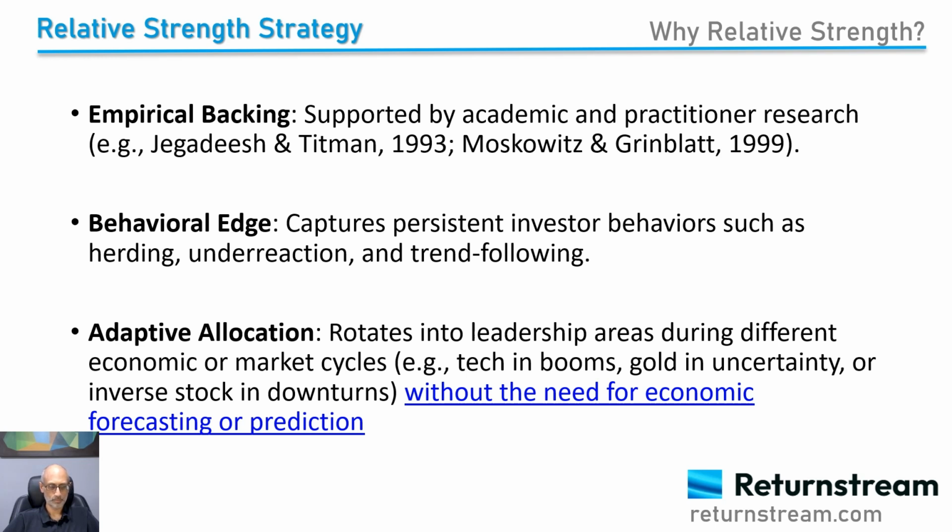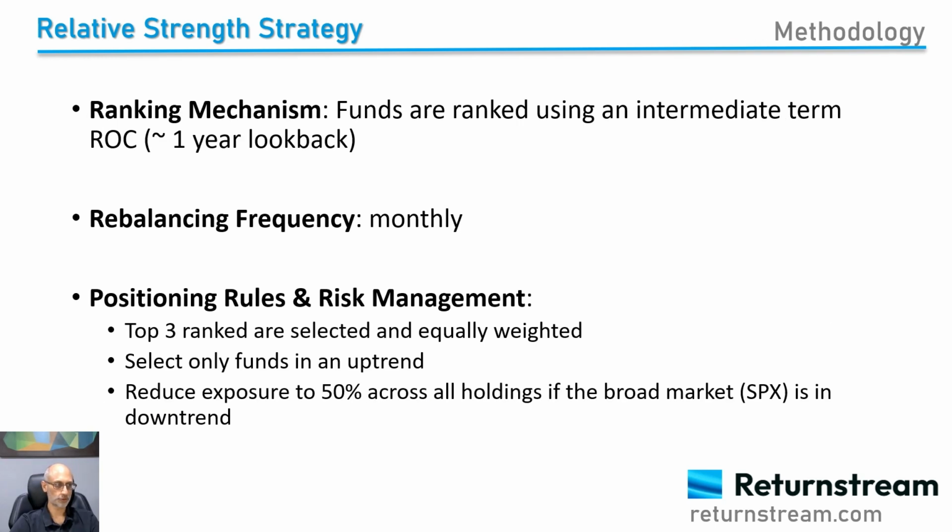And importantly, it does all of this without the need for economic forecasting or prediction. It does all this simply by looking at momentum measurements on a relative basis amongst all the different asset classes. Methodology. The ranking mechanism is one where the funds are ranked using an intermediate term rate of change, which is approximately a 1-year look back. The rebalancing frequency is monthly.